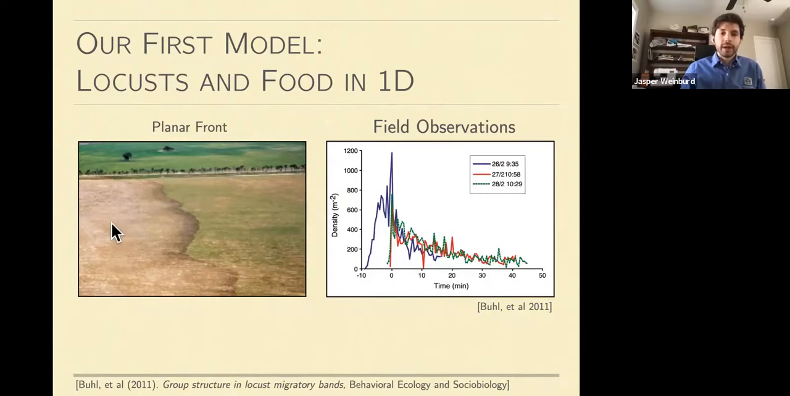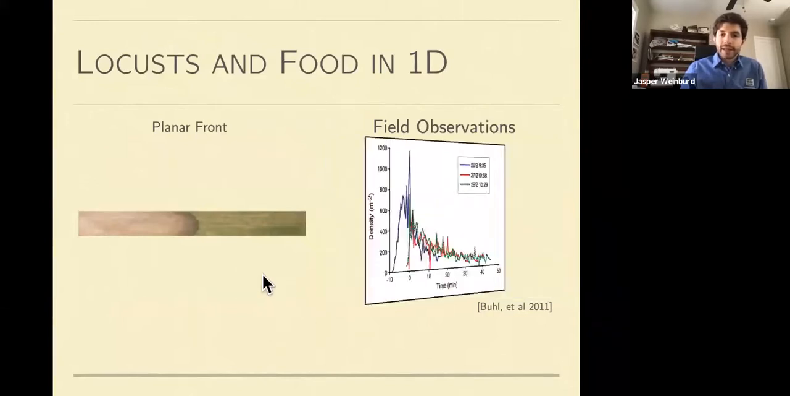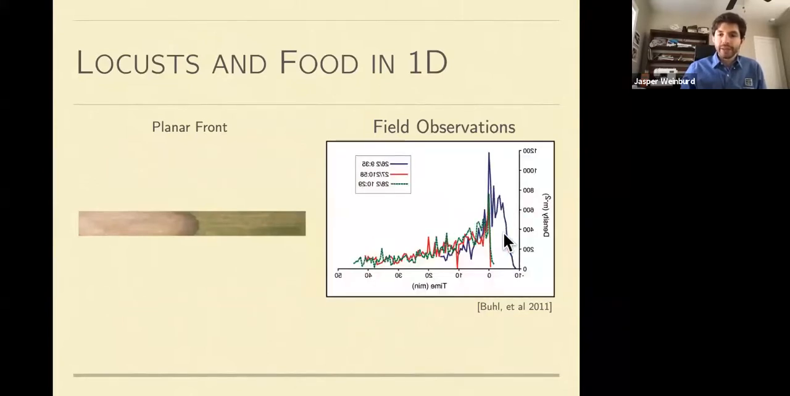I did already say this is going to be a one-dimensional model. So let's take a cross-section here. And let me just flip the picture from the field observations quickly so that it matches the directionality that the locusts are moving in our picture.